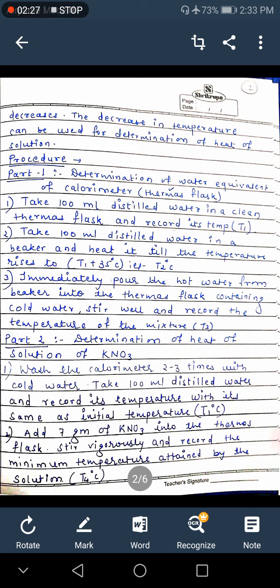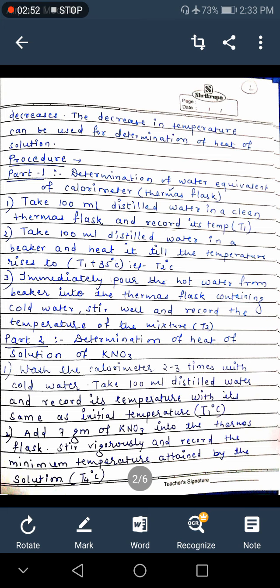Then we pour that hot water from the beaker into the thermos flask which contains 100 ml cold water, stir it, and immediately note down the temperature. That temperature of the mixture we consider as T3 degree Celsius. So this is the first part.